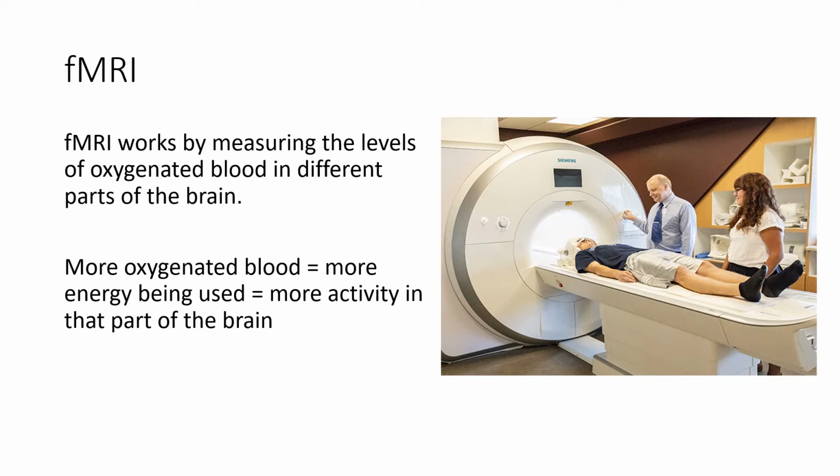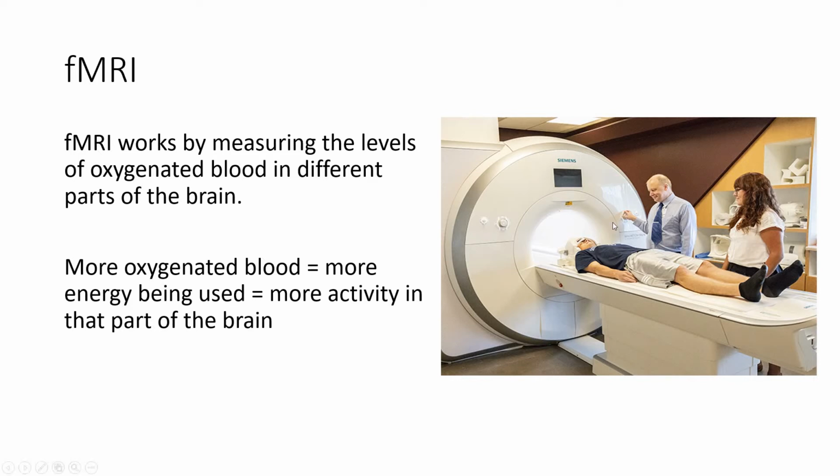Okay, so fMRI works by measuring levels of oxygenated blood in different parts of the brain. And the assumption here is that more oxygenated blood going to that brain area means that more energy is being used by that brain area. Therefore, we can assume that more activity is taking part in that part of the brain.